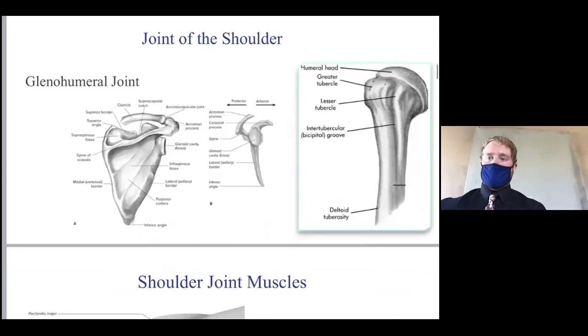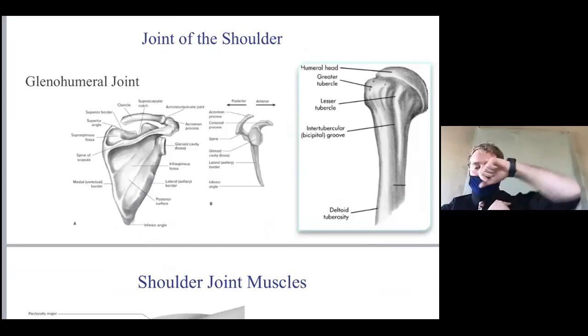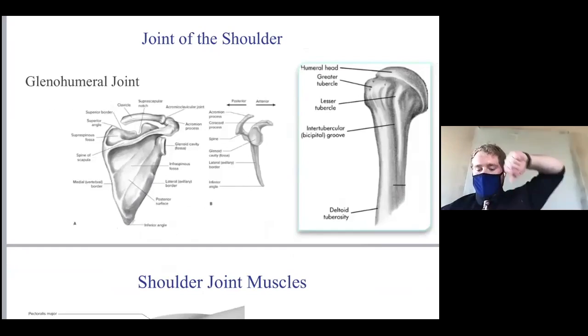Okay, so now you have the joint of the shoulder. The joint of the shoulder has the glenohumeral joint, which is that main joint right here. This one is multi-axial, and it's the main joint of the shoulder, obviously. It connects your upper limbs to the trunk of the body. It's also the only point in your body where it is connected to the trunk.